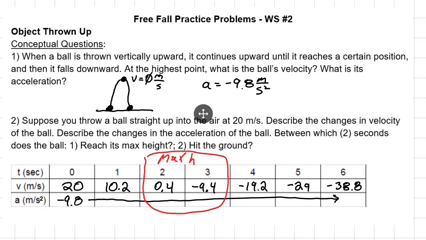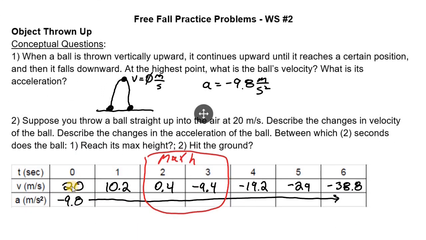So, we know that the ball goes up at 20 meters per second. It's going to come down and hit the ground at negative 20 meters per second. So it's going to hit the ground between the 4th and 5th second. Well, wait a minute. How is it possible that it actually reaches negative 29 and negative 38.8 meters per second?